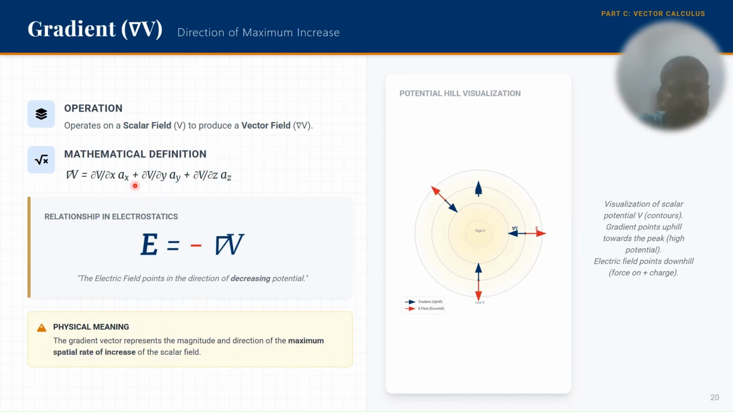Now the gradient is applied on a scalar field, which produces a vector field. Here V is a scalar quantity; if we apply the gradient over V, the result is a vector quantity. The relationship between electric field and electric potential is one of the major important applications of the gradient. As for the physical meaning, the gradient vector represents the magnitude and direction of the maximum spatial rate of increase of the scalar field.